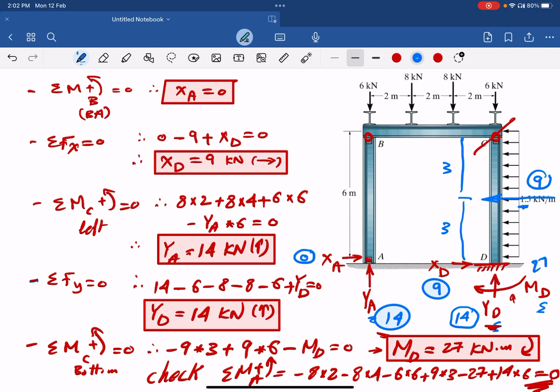So this is 27 kilonewton meter, Yd is 14, Ya is 14, Xa is 0, and Xd is 9.